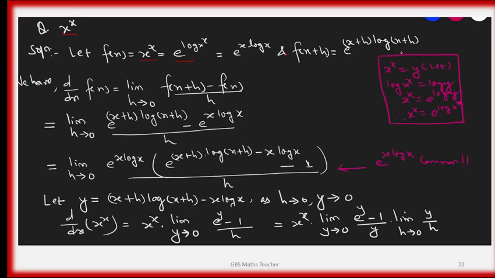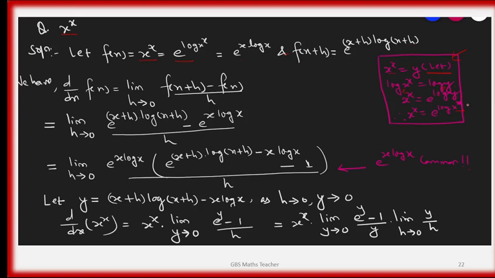Now I want to show you how x to the power x is e to the power log x to the power x. Suppose x to the power x equals y. Then taking log on both sides, log x to the power x equals log y. Then x to the power x equals e to the power log y, because the base is e, we know that. Therefore x to the power x equals e to the power log y, which means we have supposed x to the power x.